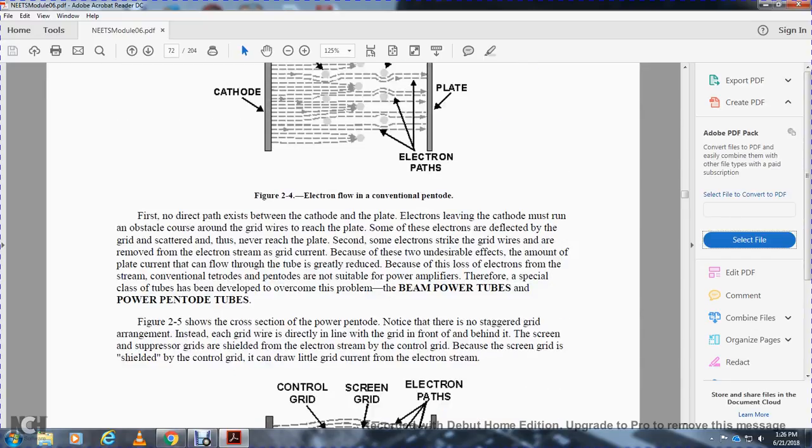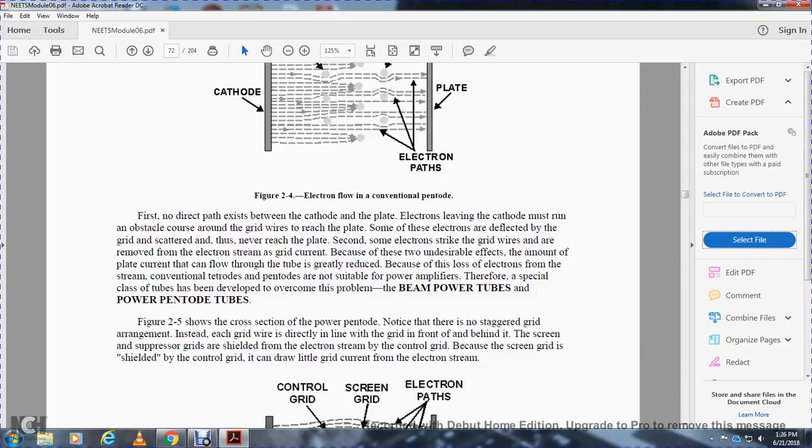First, there is no direct path from the cathode to the plate. Electrons leaving the cathode must run an obstacle course around the grid wires to reach the plate. Some of these electrons are deflected by the grid and scattered, never to reach the plate. Second, some of the electrons strike the grid wires and are removed from the electron stream.